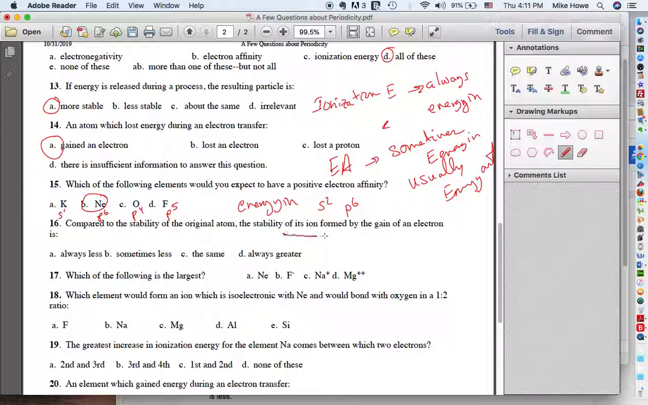The stability of the ion formed by the gain of an electron. So we're talking about electron affinity. Sometimes energy in, usually energy out. We don't know what the atom is. So all you can say for sure is it's sometimes less.